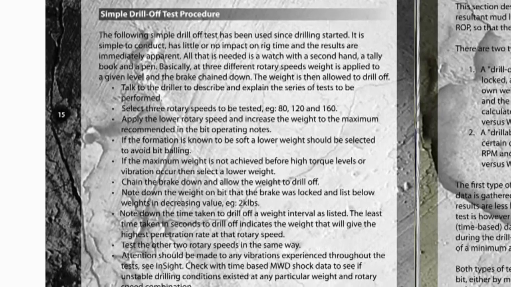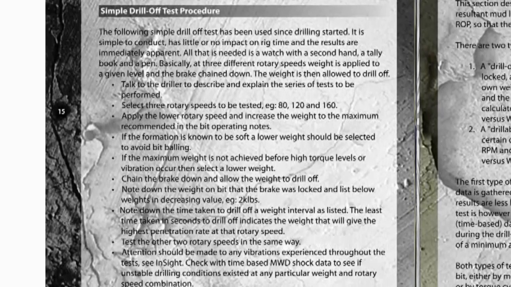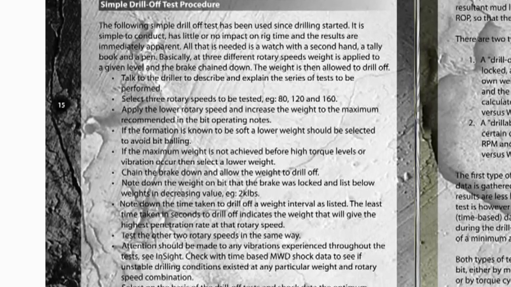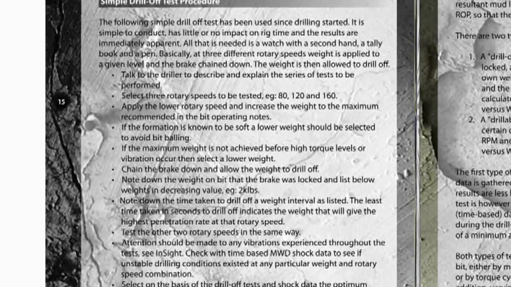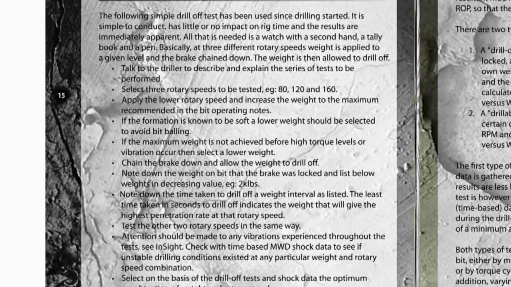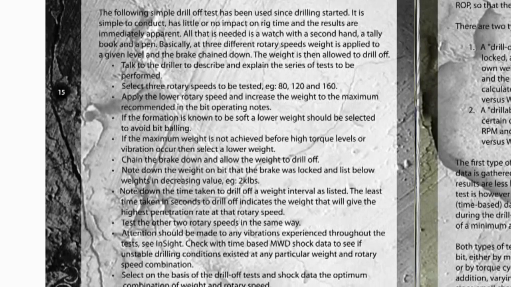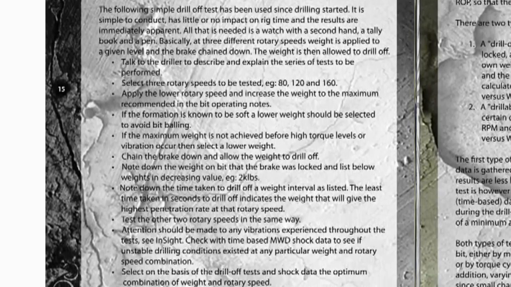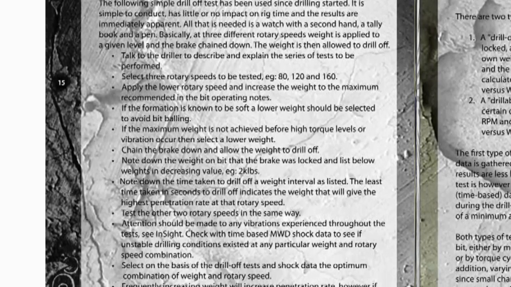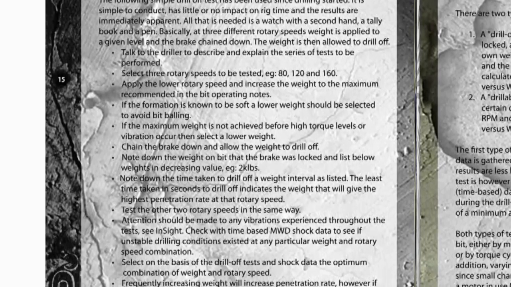Note down the weight on bit that the brake was locked and list below weights in decreasing value, for example 2,000 pounds. Note down the time taken to drill off a weight interval as listed. The least time taken in seconds to drill off indicates the weight that will give the highest penetration rate at that rotary speed. Test the other 2 rotary speeds in the same way.